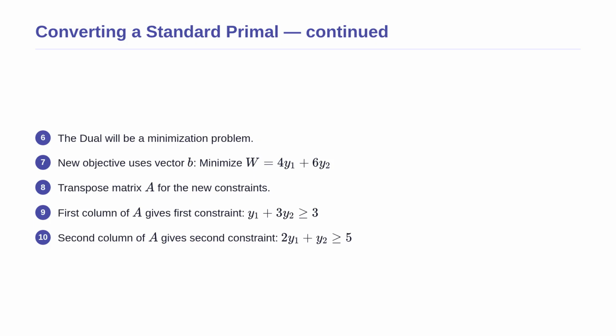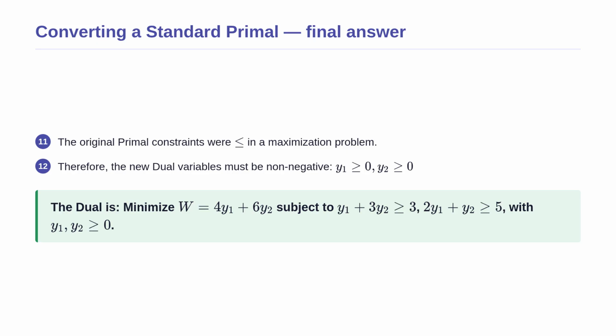The second column gives us the second constraint, set greater than or equal to 5. We use greater than or equal to because the original primal variables were non-negative. We are now ready to finalize our dual problem. Because the original primal constraints were less than or equal to inequalities in a maximization problem, the rules dictate that the new dual variables must be non-negative. We have successfully converted the problem.